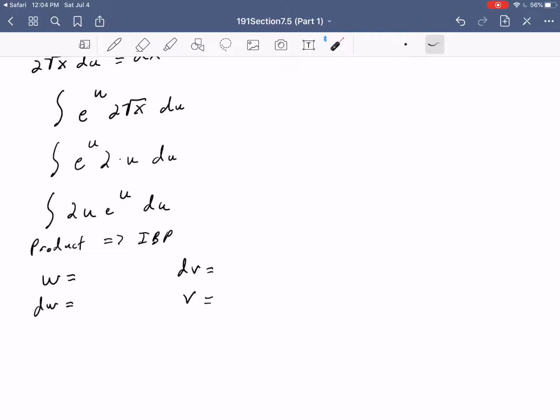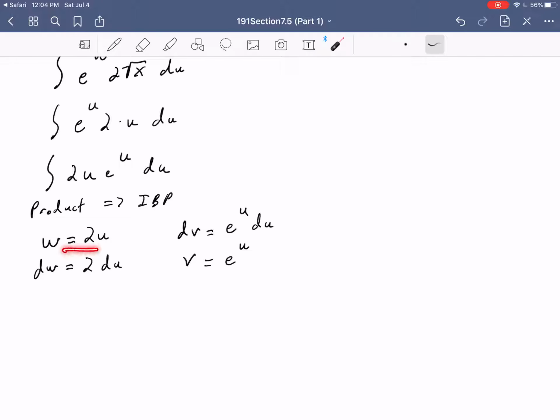So, since we know that either thing can be placed in either spot, the real question is which is going to simplify more under differentiation? Well, if we put the 2u here, when we differentiate it, it's just going to become a 2. That sounds really good. Whereas if we put the e to the u here, when we differentiate it, it's just going to be e to the u. It's not going to change anything. So it seems like it'd be a good choice to put this here and this guy over here. So let's put the 2u here and the e to the u du here. Differentiate, we get 2 du. Integrate here, we get e to the u.